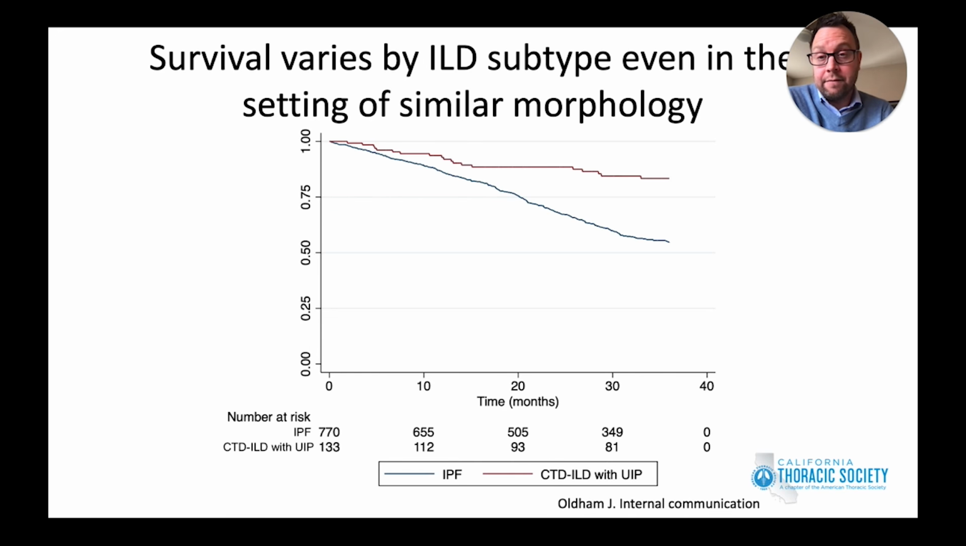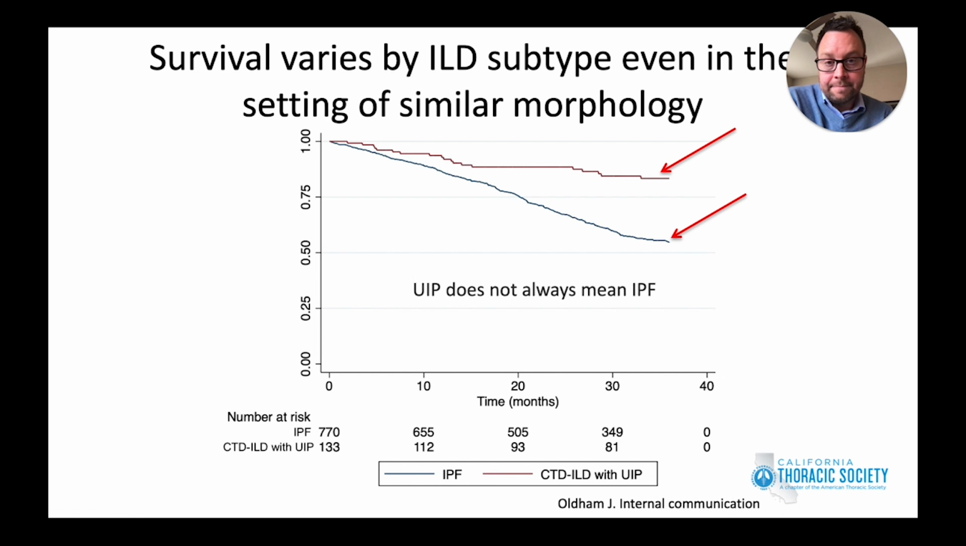While survival can vary by ILD subtype, it also can vary in those with similar morphology. This is some internal data across 4 centers that we've collected, and we compared patients with IPF who always have a usual interstitial pneumonia pattern, either by CT or by biopsy, and we looked at their counterparts with CTD ILD who also have UIP. As you can see here, there's clear separation between the CTD group and the IPF group. So it's important to note that UIP does not always mean IPF. Even if you see UIP, you still need to do that standardized workup we discussed.